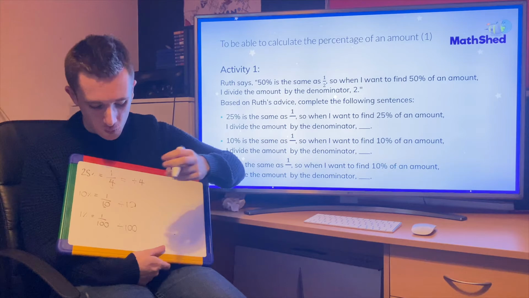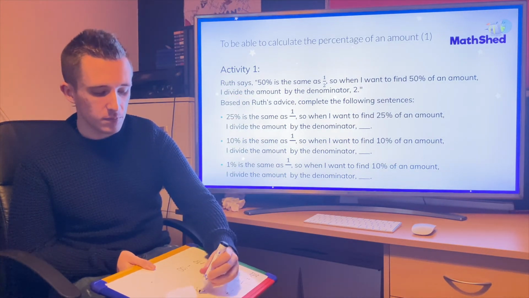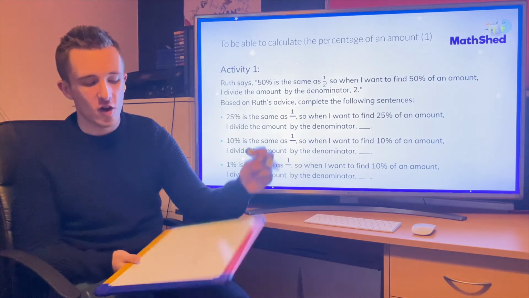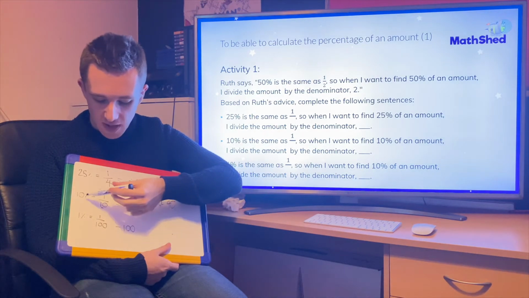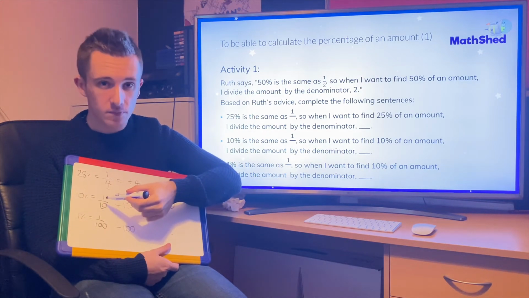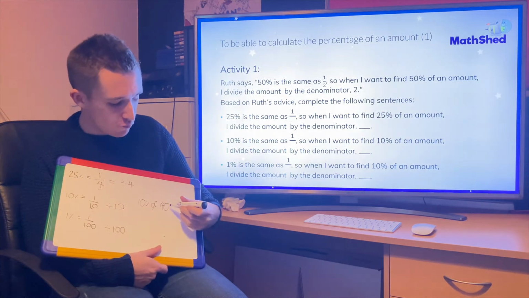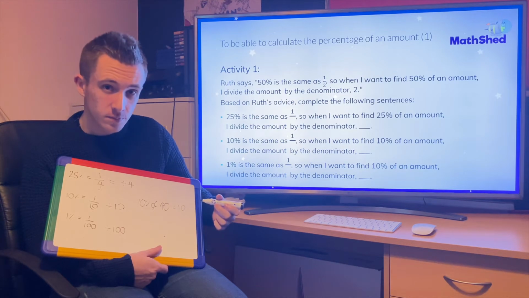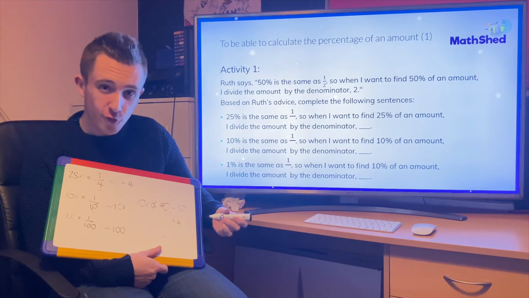So if the question was, I don't know, what is 10% of 40, for example? Well, 10% is the same as 1 over 10. So to find 10%, we divide by 10. So we would do 40 divided by 10, which would be 4. Okay?